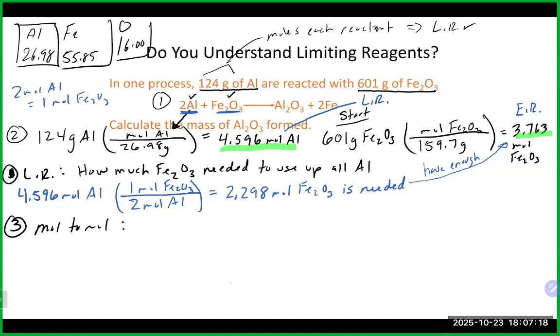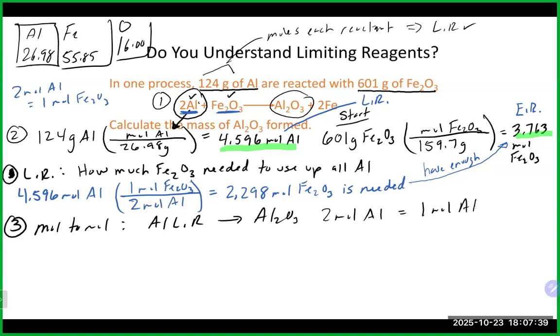And in this case, because the aluminum is the limiting reagent, we're going to go from that now to our product, which is the aluminum oxide. And from the equation, it is 2 moles of aluminum for every 1 mole of aluminum oxide. So 2 moles of aluminum gives us 1 mole of aluminum oxide.